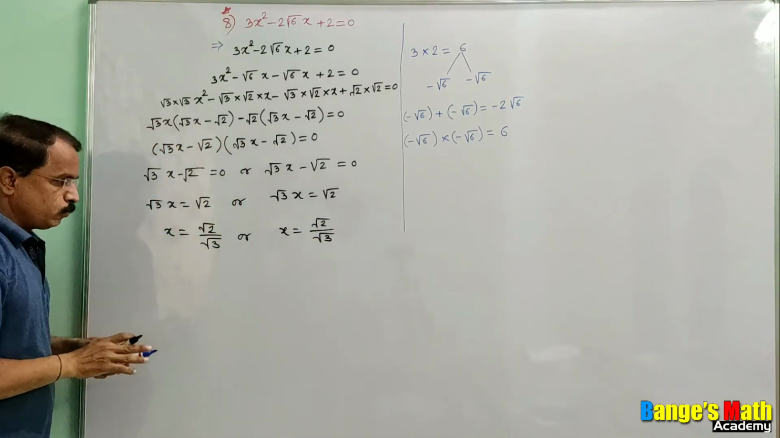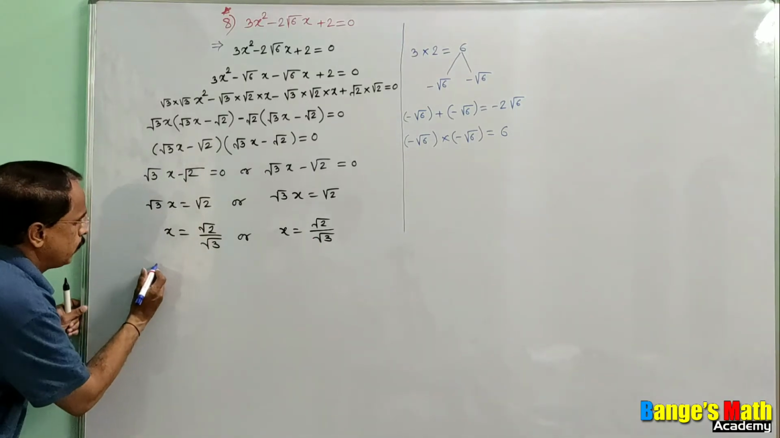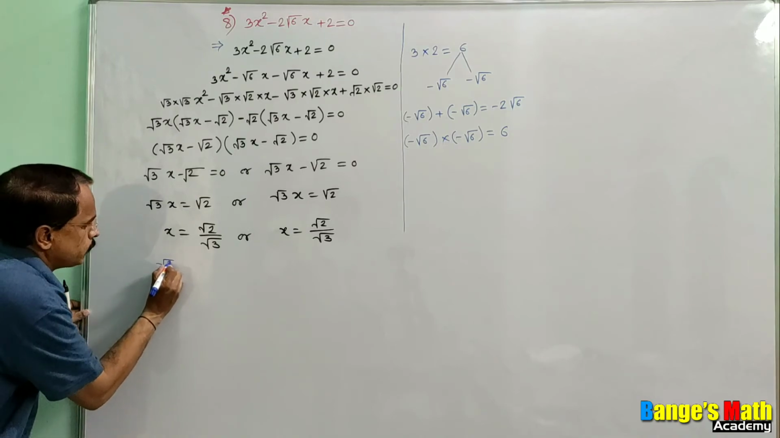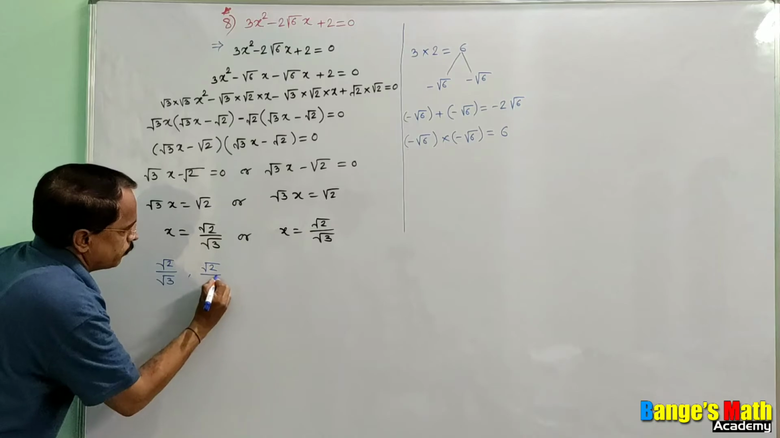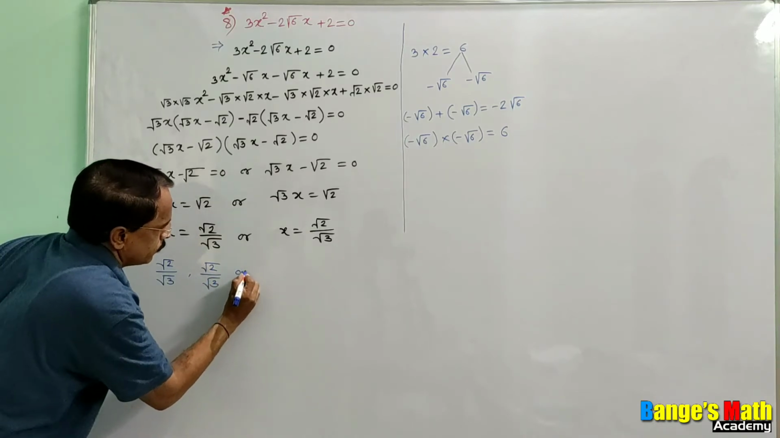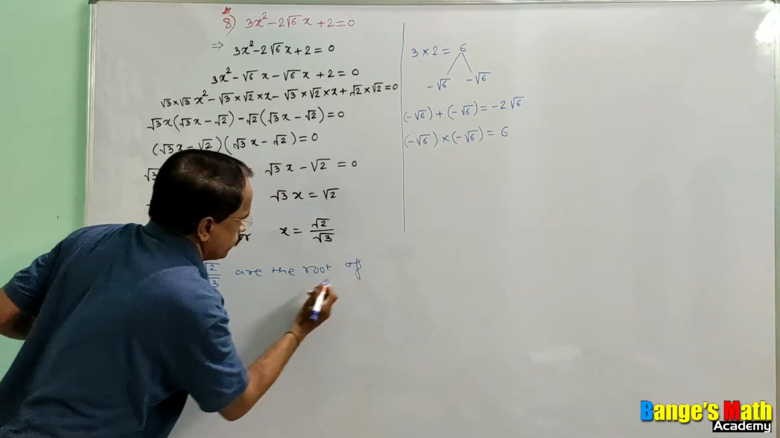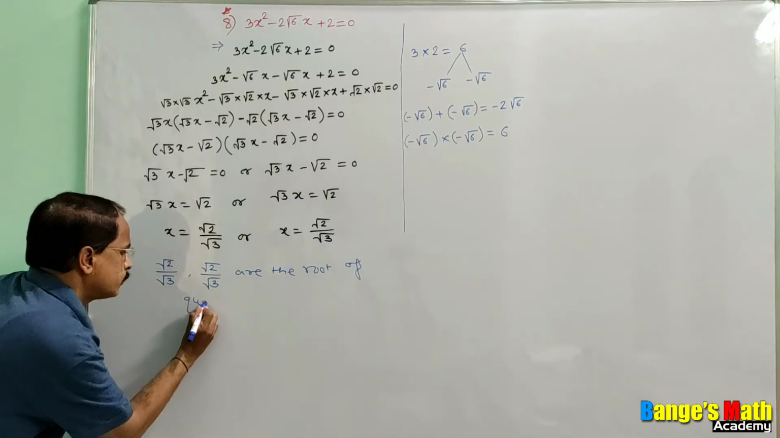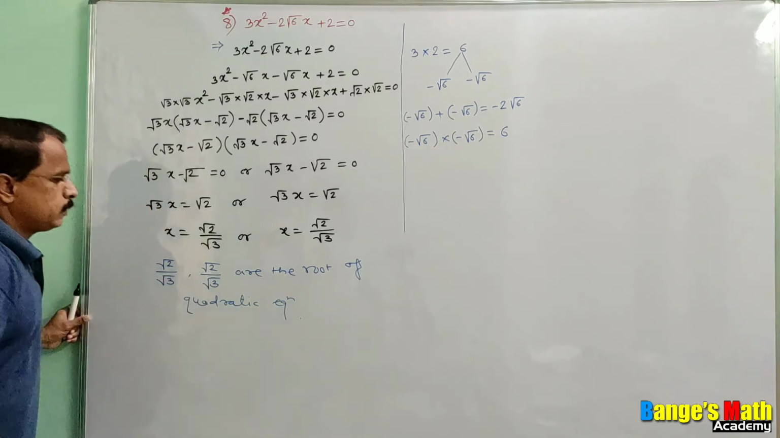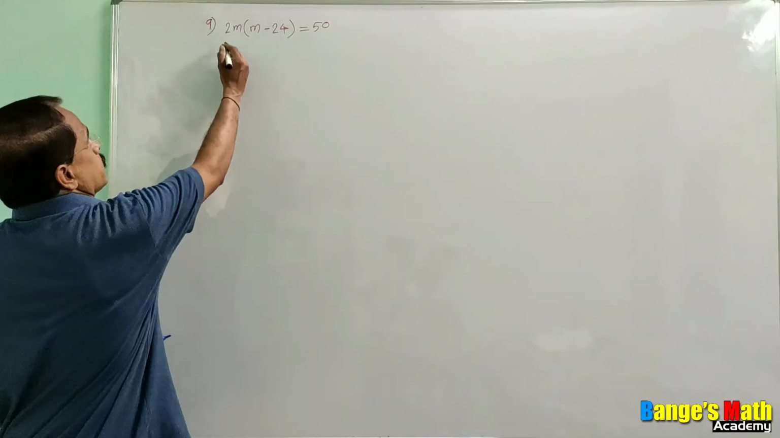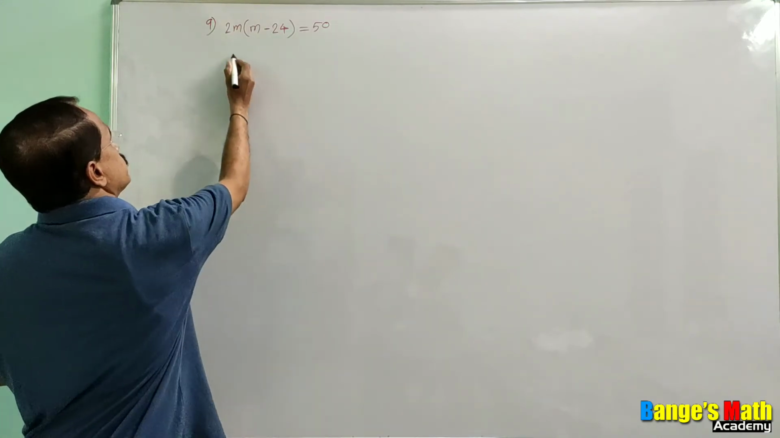See, we get two roots, so both roots of this equation are the same. So write down root 2 upon root 3 and root 2 upon root 3 are the roots of the quadratic equation. Ninth example, 2m into bracket m minus 24 is equal to 50.